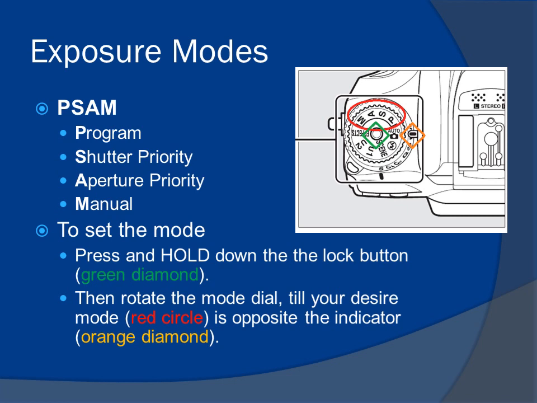To set the mode, in the middle of the dial is a button. That's the green diamond in the picture. You press and hold the lock button down. Then rotate the mode dial till your desired mode is opposite the indicator, which is the orange diamond. Note, you have to hold down the lock button. It is not a lock, press and forget. You hold it down, rotate, then release the button.